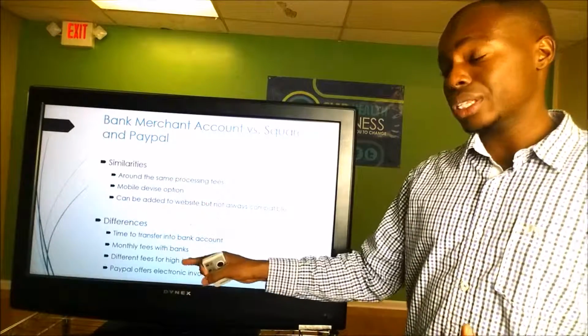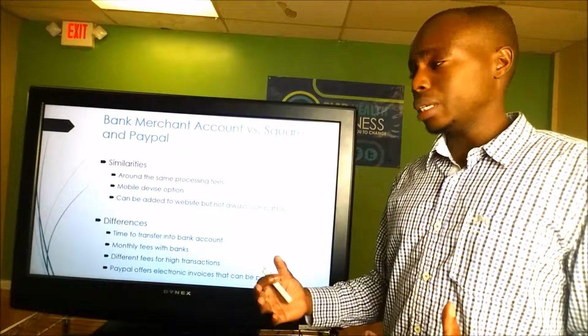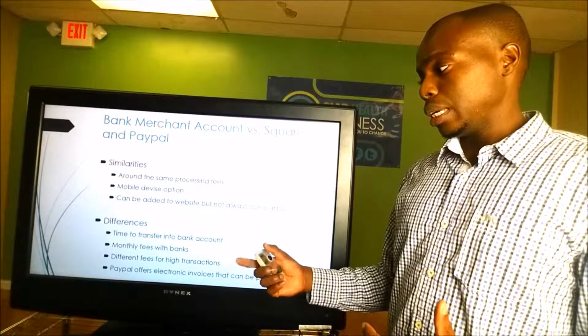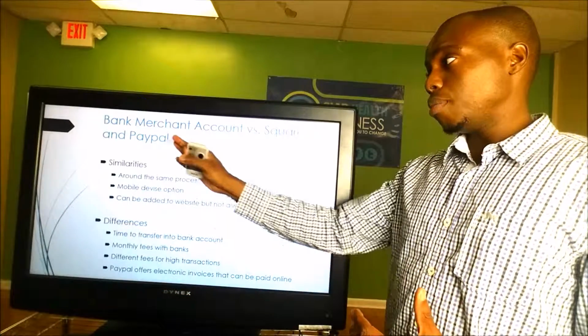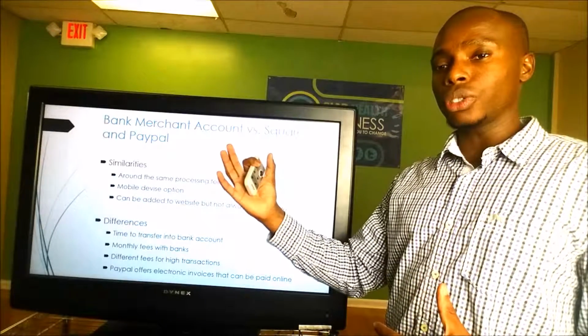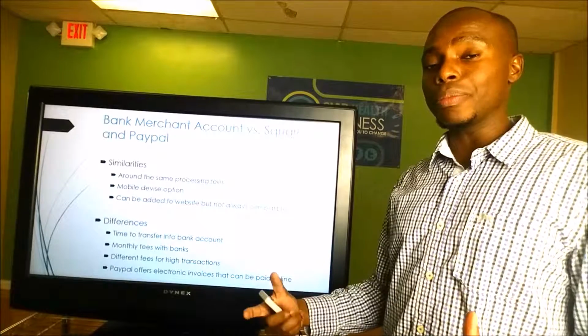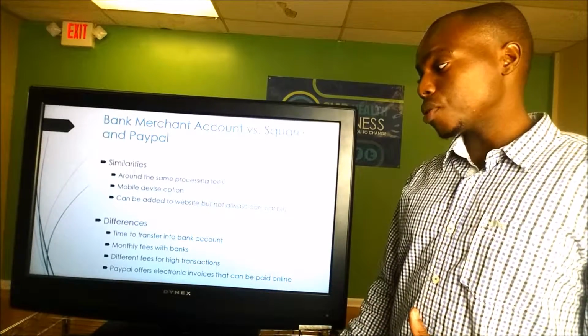Now, with banks, there are monthly maintenance fees versus PayPal and Square, where there aren't really any maintenance fees. But there are different fees for higher transactions among all three. So if you're at 2,500 and up in transactions, you may be paying a different fee than for 25 and under.